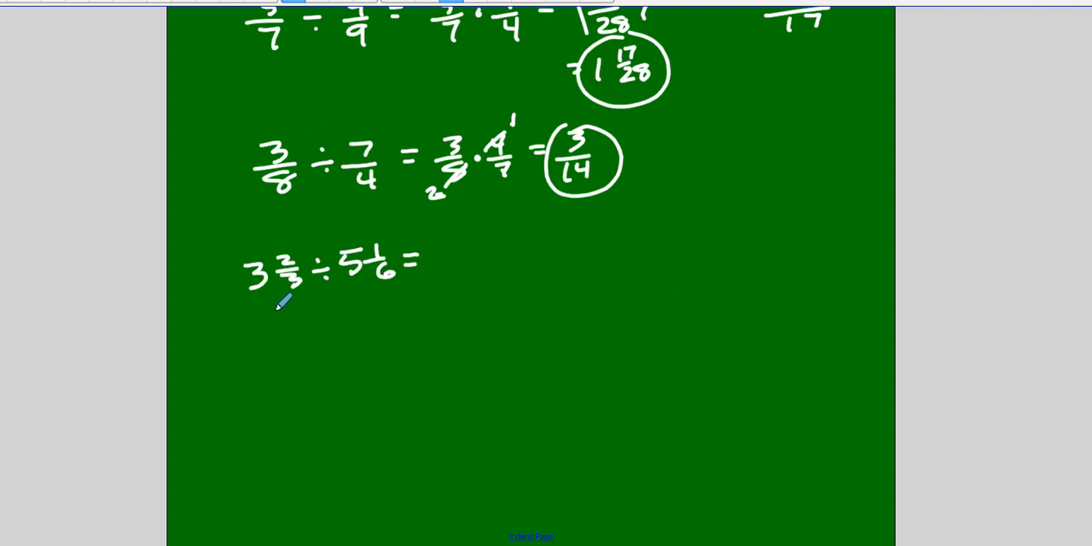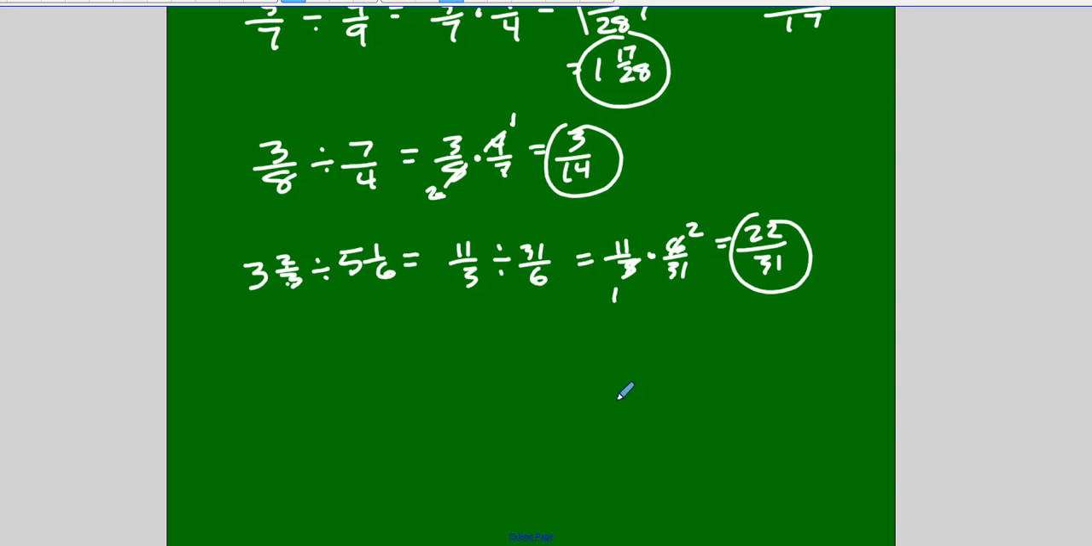The next one, I'm going to change my mixed numbers to improper fractions. 3 times 3 is 9 plus 2 is 11 over 3 divided by 5 times 6 is 30 plus 1 is 31 over 6. So now I apply the algorithm, I change division to multiplication and flip 31/6 to 6/31. Okay, so now I have 6/3 here. So 3 goes into 6 twice, 3 goes into 3 once. So I now have 11 times 2 is 22 and 1 times 31 is 31. So my answer is 22 over 31.